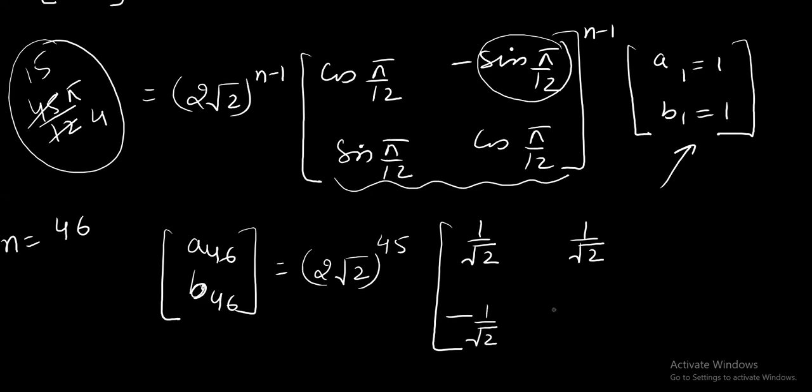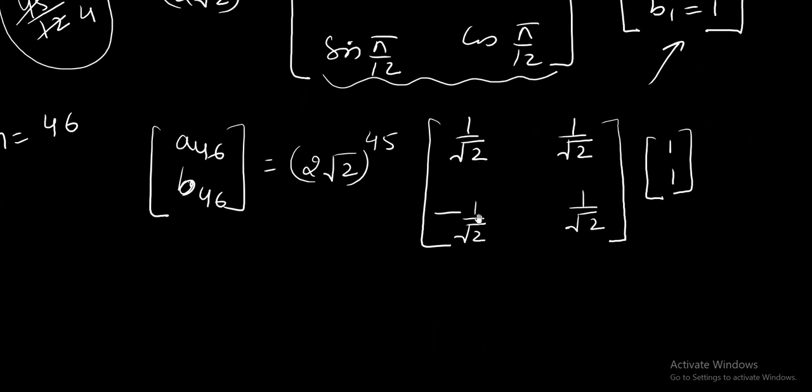This will become 1 by root 2 with the negative sign. This is 1 by root 2. And then finally we have the matrix here, 1 1, the column matrix. Correct? Next step. I feel that 1 by root 2 can be taken common from here. So I'm going to take that common.